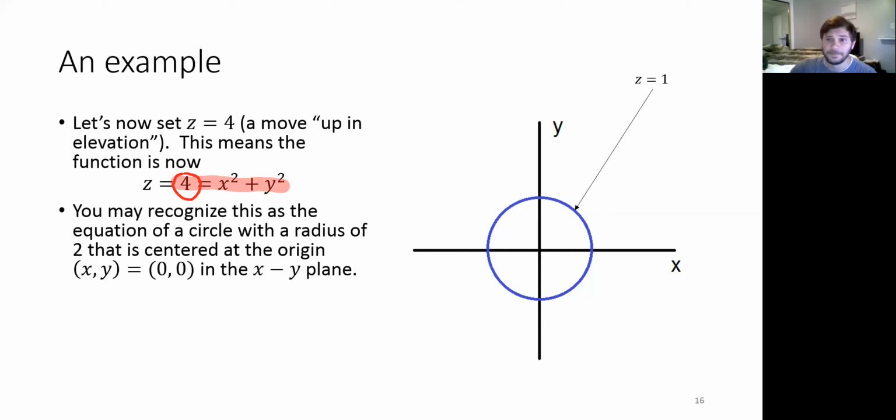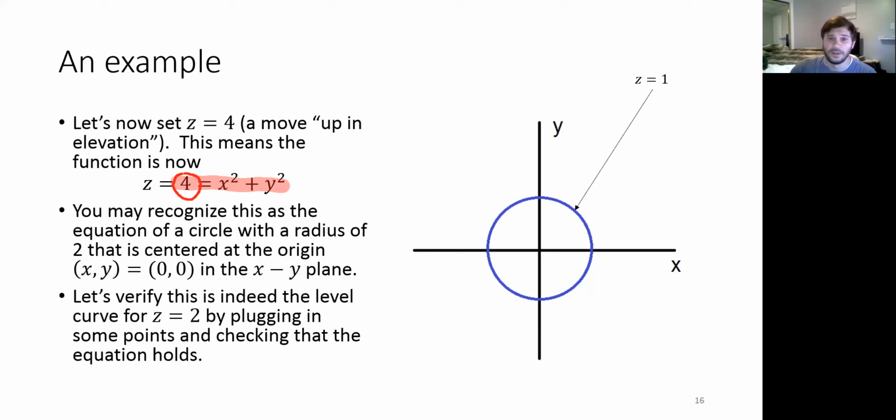Point being, we could draw the level curve here for z equals 4. Or rather, sorry, z equals 4. This should be a 4 here, not a 2. Should be a 4.